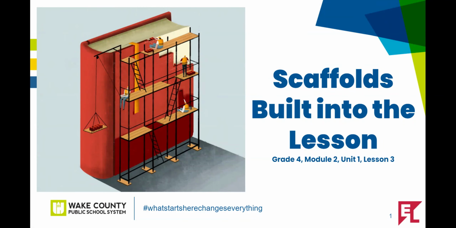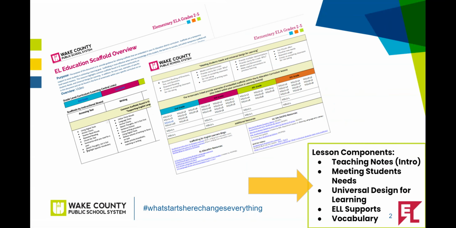Throughout this learning opportunity, we will focus on examples of scaffolds that already exist within EL Education's lessons, using Lesson 3 from Grade 4, Module 2, Unit 1. An EL Education Scaffold Overview document for elementary ELA grades 2 through 5 can be found in Learning Central under the appendix within each grade level module and in the teacher planning tools for your grade level curriculum. Please refer to this document for additional supports as you plan.